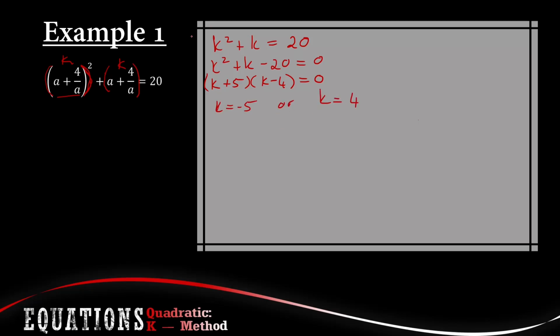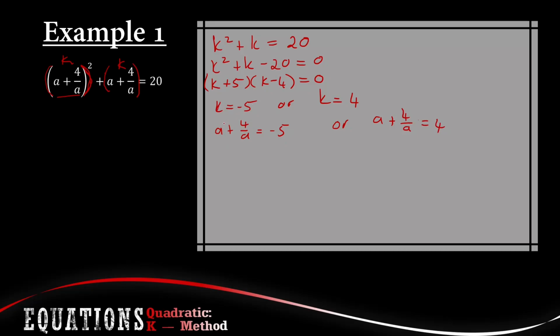Now, once I've solved for k, I'm going to take the expression which I substituted k for and substitute it back, exchange it again. So this is a plus 4 over a equals negative 5 on the one side, or a plus 4 over a equals 4 on the other side. Let's start with this one and solve for that completely.